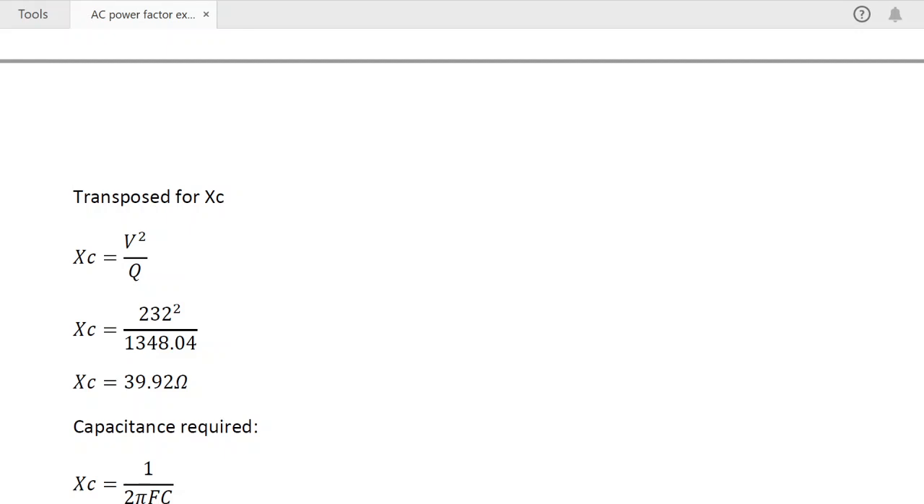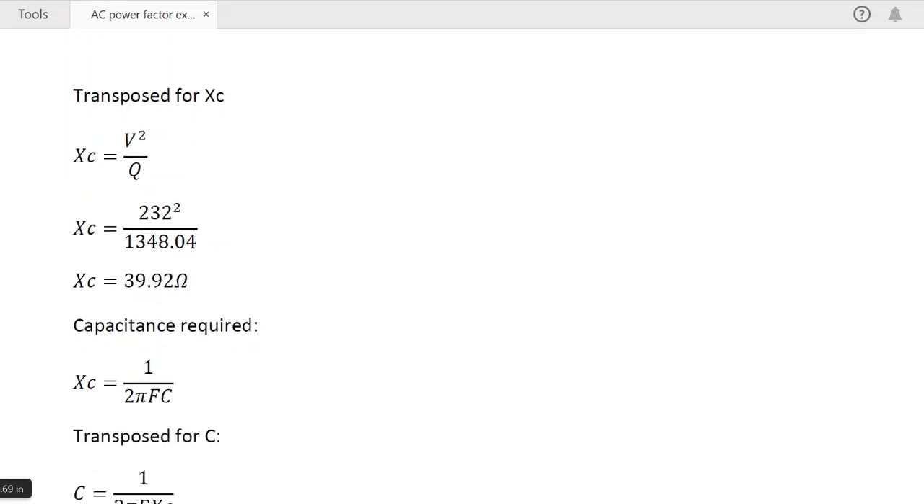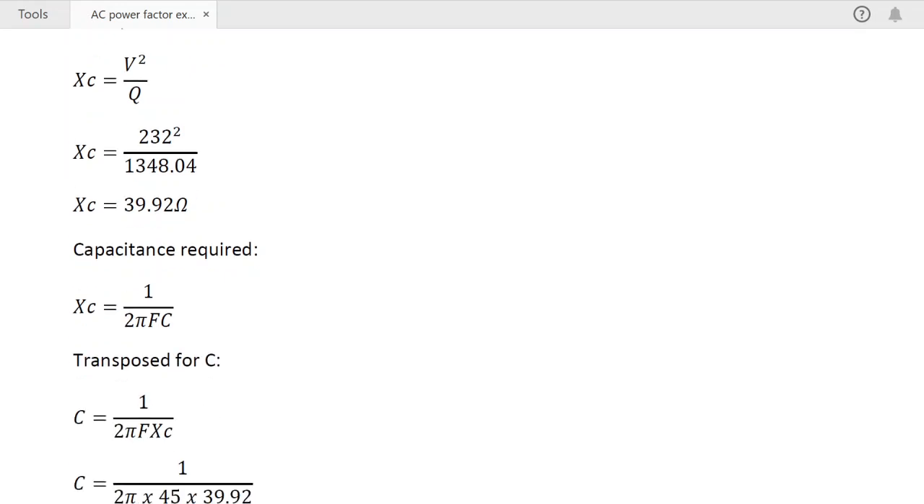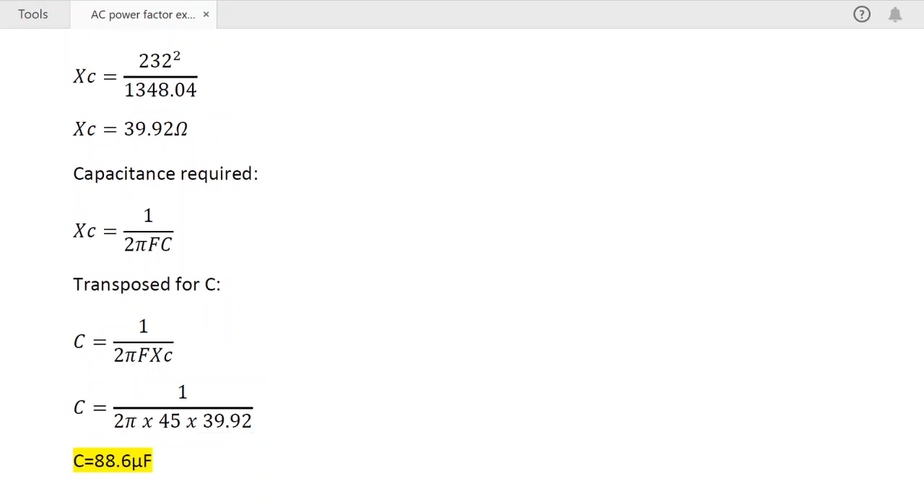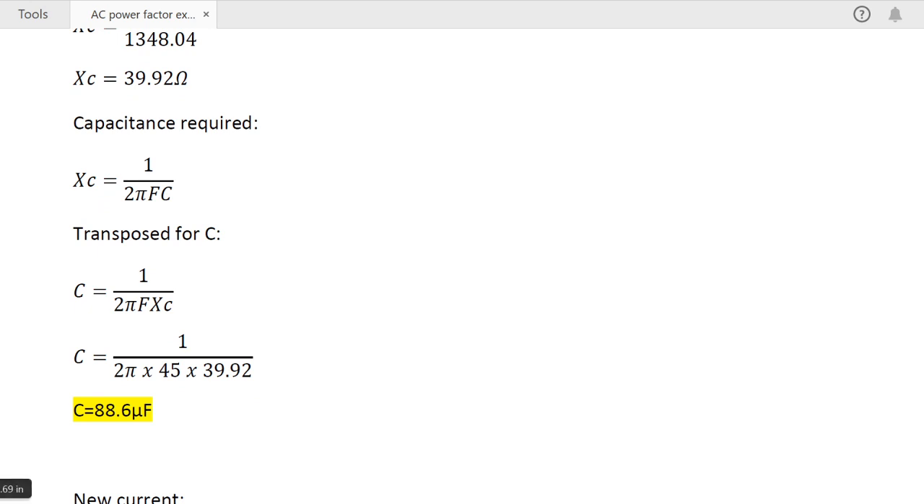We transpose that formula for XC will be V squared over Q. We know what our Q value is, 1,348.04. That's the Q value of our new capacitor. Voltage was 232, so we square that, gives us a value of 39.92 ohms will be our capacitive reactance. We're going to look at the formula XC equals 1 over 2 pi FC. We transpose that formula to be about C. C equals 1 over 2 pi times F times XC. Substitute in the values that we know.